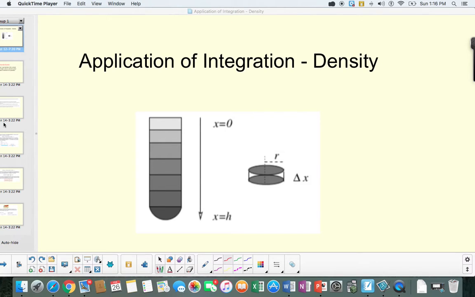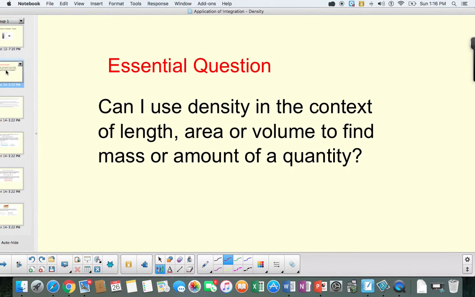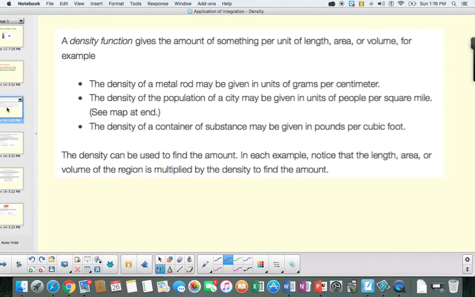Application of integration, density. Essential question: can I use density in the context of length, area, or volume to find mass or amount of quantity? Take a minute to stop the screencast and read what a density function is.